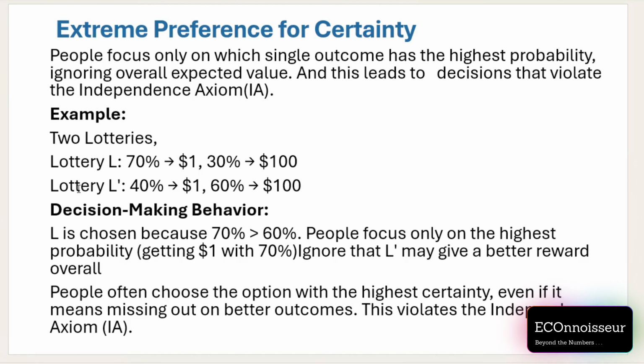He ignores the other lottery, and that's the violation of the independence axiom, because the independence axiom says the decision maker should choose depending on the overall payoff, or the highest gain he can have from the lotteries. But in this case, the decision maker ignores that and he chooses lottery L over lottery L prime, and that's why the independence axiom is violated.